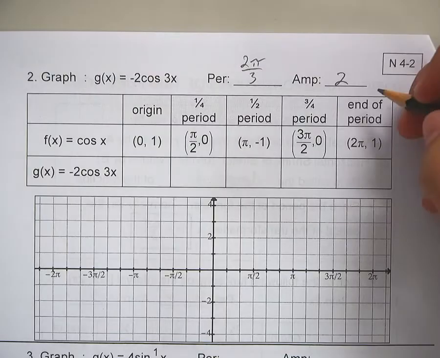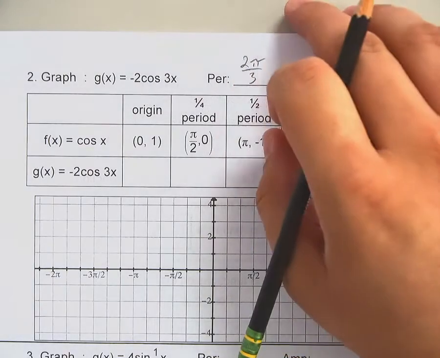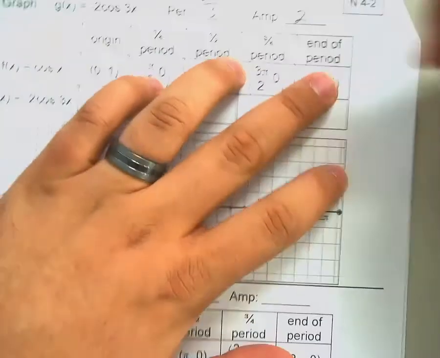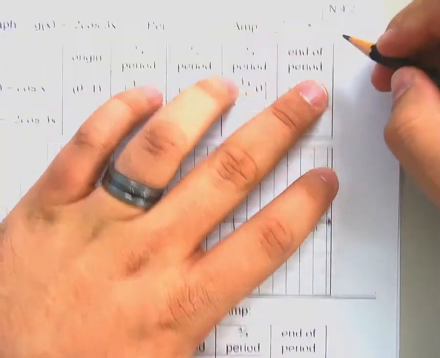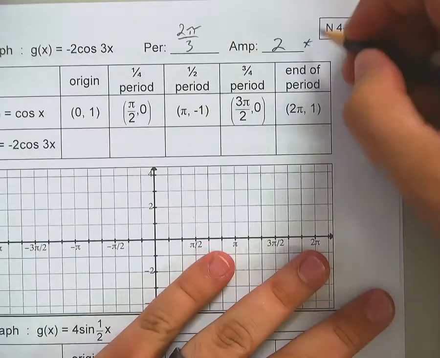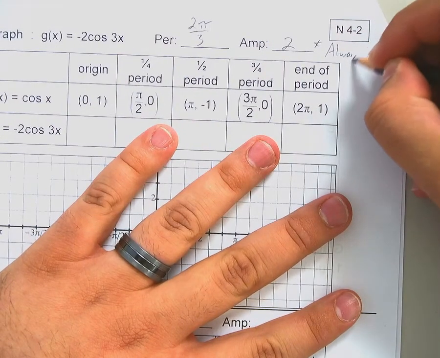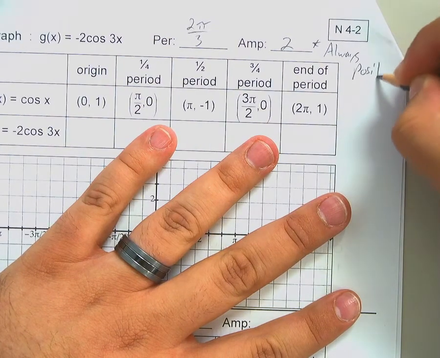I want you to note here, this is always positive. Back from the front, it said that the amplitude was the absolute value of A, so it's always going to be positive. So I want you to write a note here, little asterisk. Write a little note to yourself here. Let me flatten this out. Always positive.